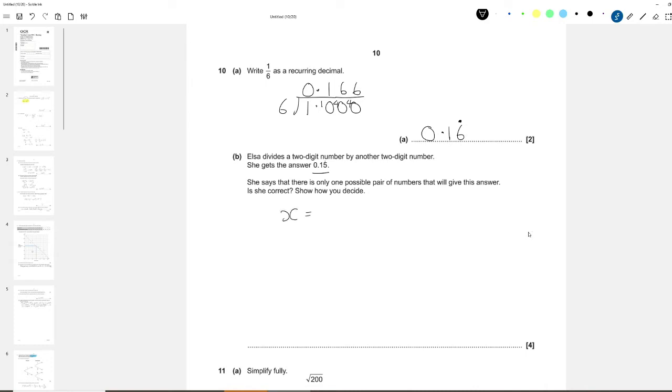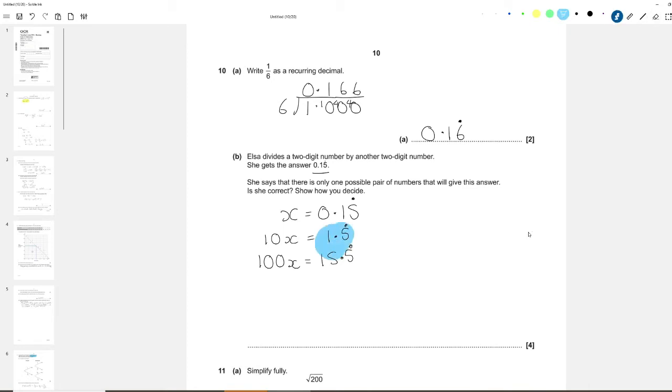So I let x equal 0.15 recurring. Now what I need to make sure I do is get rid of the recurring. So first of all I'm going to times it by 10. And I will get 1.5 recurring. Now these decimals do not match, so I can't subtract it to get rid of the recurring sign. So I'm going to times it by 10 again. I will get 15.5 recurring.